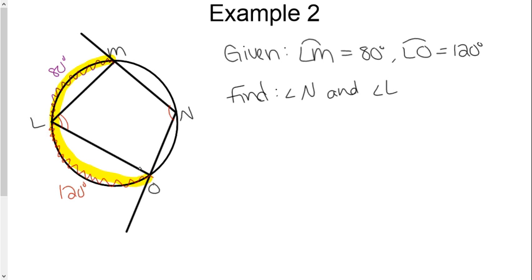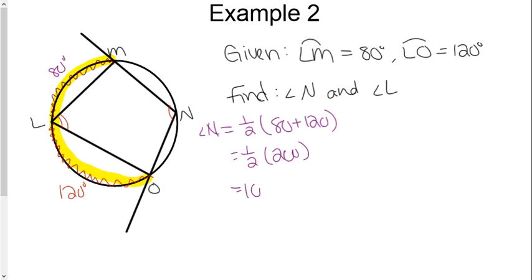And based on a section earlier in this chapter, we were told that an inscribed angle is half the measure of its intercepted arc. So in this case, angle N is going to be equal to half of arc MLO. But we don't know what this whole arc is yet because we only know the parts. So I'm going to add up each part to find the total length of that arc. So angle N is equal to 1/2 of 200, which is 100 degrees. So angle N is 100 degrees.